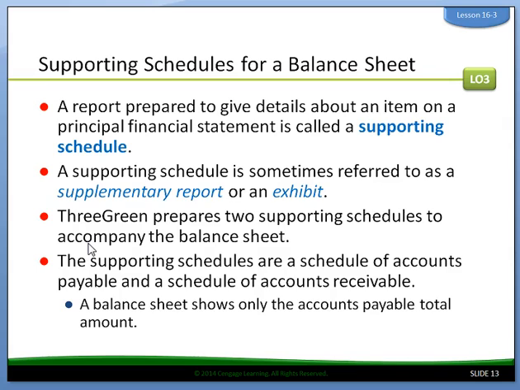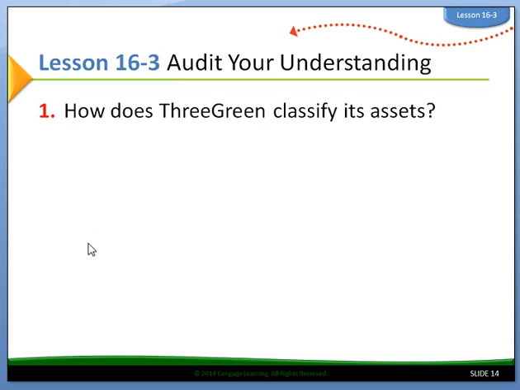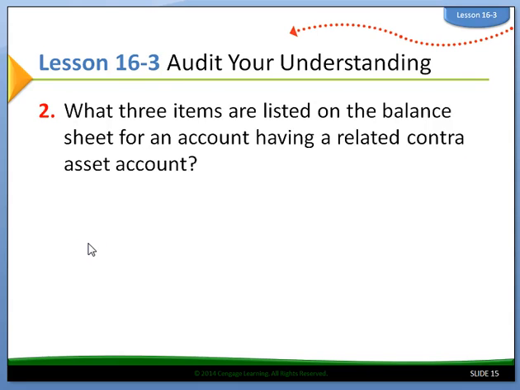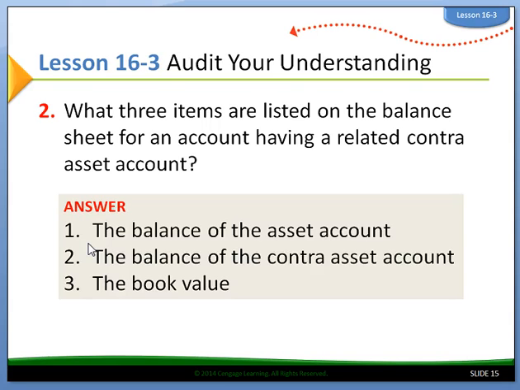A balance sheet shows only the accounts payable total amount. How does Three Green classify its assets? We've got current assets and plant assets. What three items are listed on the balance sheet for an account having a related contra asset account? We've got the balance of an asset account, the balance of the contra asset account, and then the book value.